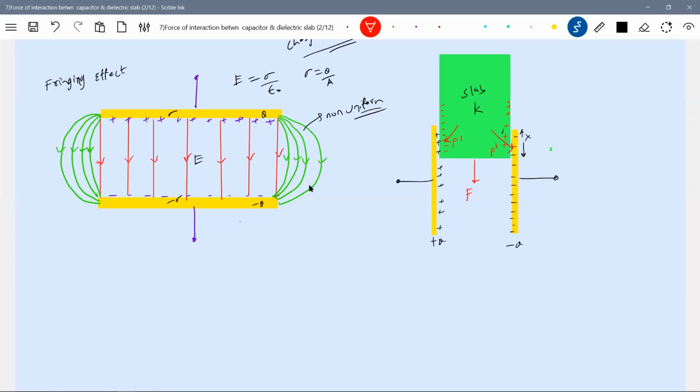And now I'm interested in calculating this force. What is this? This is an isolated charged capacitor, no? What we are discussing is an isolated charged capacitor. Any conditions? I want that force of interaction. Some X length of the dielectric slab is there. Let L be this. It's a square plate.